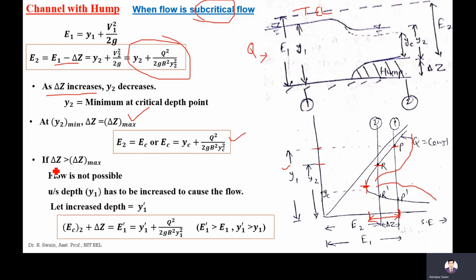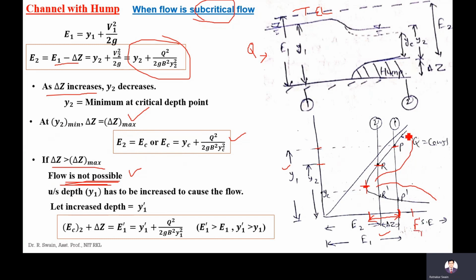If you increase delta Z again after this delta Z maximum, what will happen? Y will not decrease below that critical flow depth. That means the flow is not possible if delta Z is more than delta Z maximum. In that case, you have to increase this E1, let it be E1 dash.